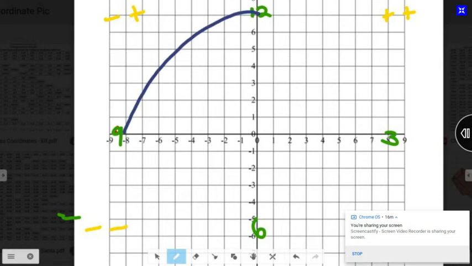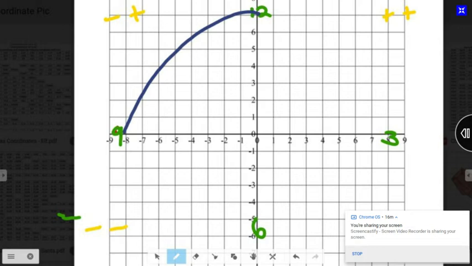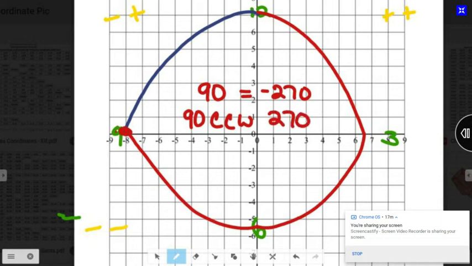That's 90 degrees counterclockwise. Well, what if I went 270 clockwise? 90, 180, 270, then I end up in the same position. Okay, that's why I want you to write down 90 equals a negative 270. You end up in the same spot, right? 90 is counterclockwise. Remember, it's kind of backwards. If I'm going against the clock, that's positive. But when I'm going with the clock, that's a negative 270 clockwise. Does that make sense? I mean, at 360, that's all we got.